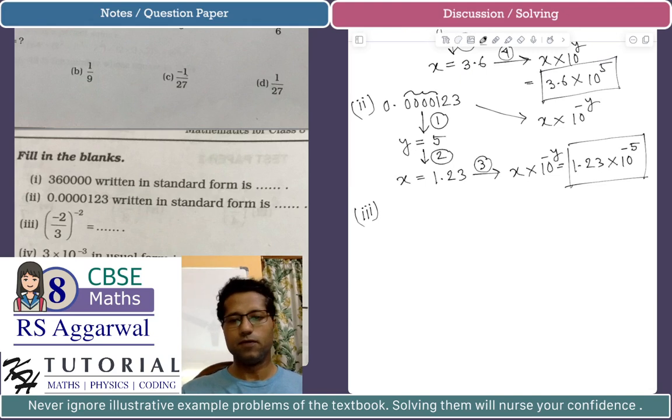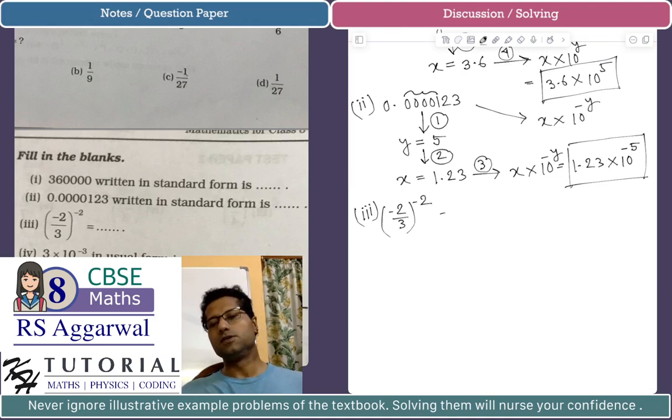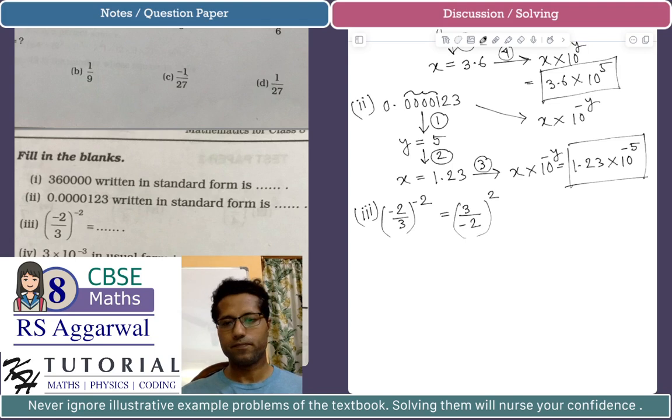Part 3 is evaluating a number in exponential form, which is (minus 2 by 3) raised to the power minus 2. Any rational number raised to a negative power is nothing but the reciprocal of the base, that is 3 by minus 2, raised to the same power, but ignoring the negative sign, 2. So now you can evaluate it as a rational number.